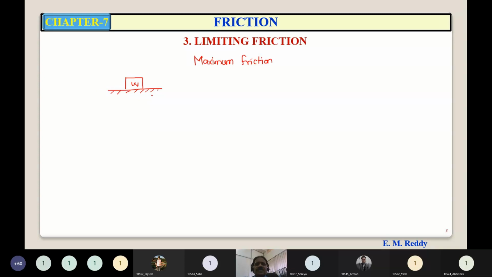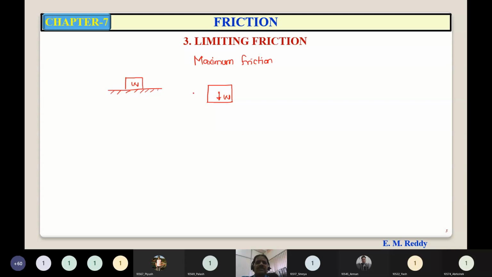Now, in this condition, is the body in equilibrium or not? Simply, the body is kept on the surface, so the body is at rest. It is in equilibrium. So what are the forces acting on the body? Normal and weight. Right. So the weight of the body is acting vertically downwards.